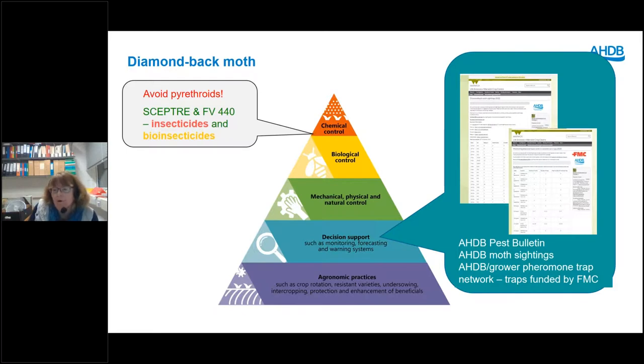So particularly what we've been doing is two things. Firstly, we've been collecting information from European websites and from Twitter as well. There are quite a lot of people out there who look for moths all the time and report what they see, so citizen science. And then with support from FMC and AHDB, there has also been a grower agronomist pheromone trap network for the last few years, so using pheromone traps in different parts of the country. And all that information is posted on the Warwick website, because we update it pretty frequently.